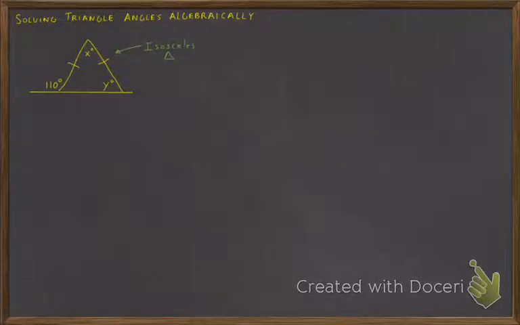Well, we know, according to the isosceles triangle theorem, that the angles opposite the sides have to also be congruent. So since we know that, we can mark up our triangle with another base angle equaling y degrees. Now how does that help us? Well, that helps us because we know a couple of things about triangles.